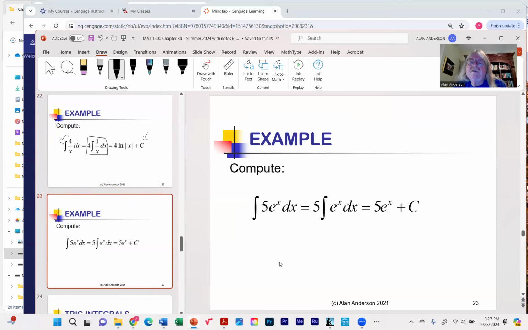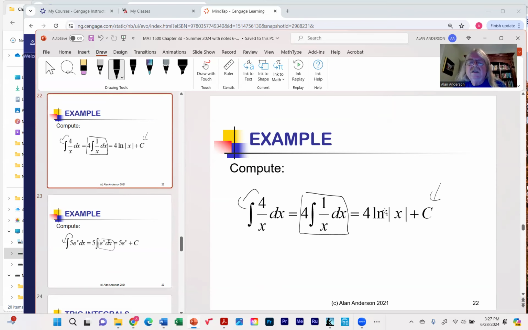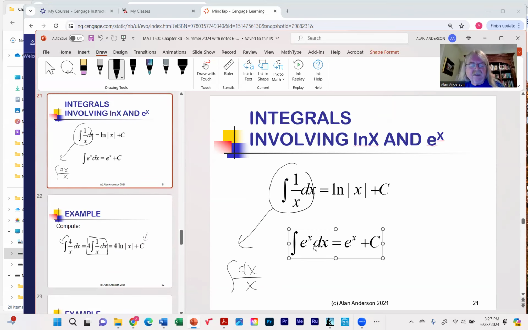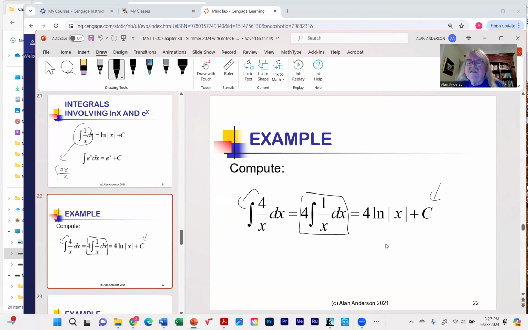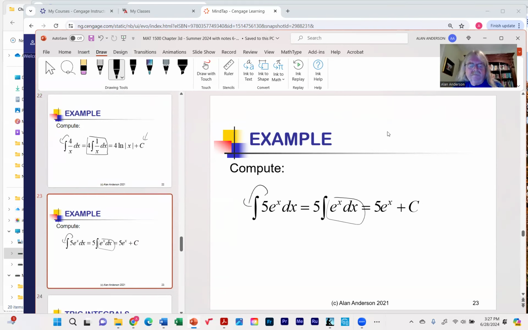And this one too, same thing. We've got, if you move the 5 outside, here we go. Here, this is what we saw earlier. The integral of e to the x dx is simply e to the x plus c. And so that leaves us with 5e to the x plus c. Wow. So those aren't too bad.